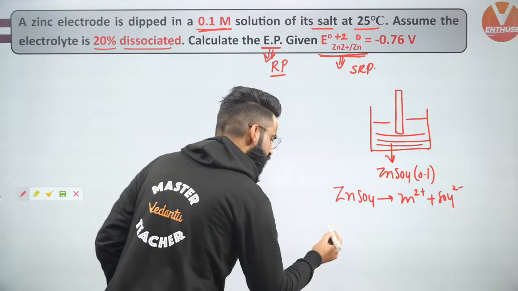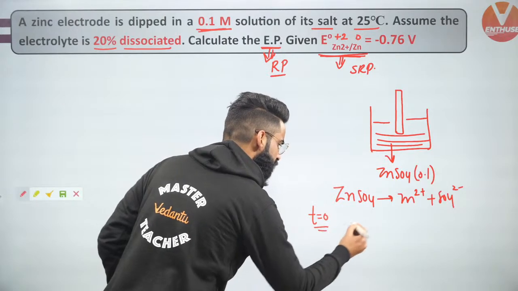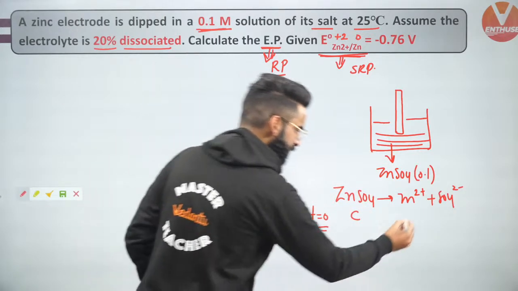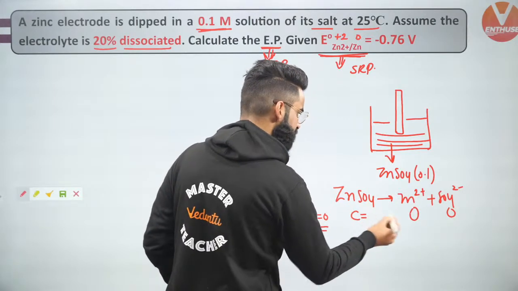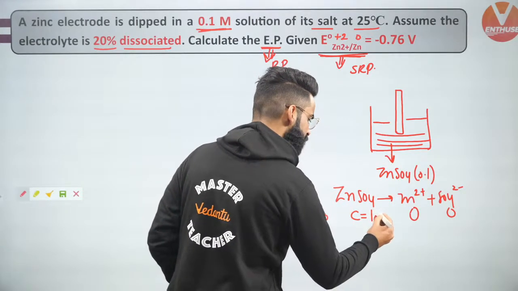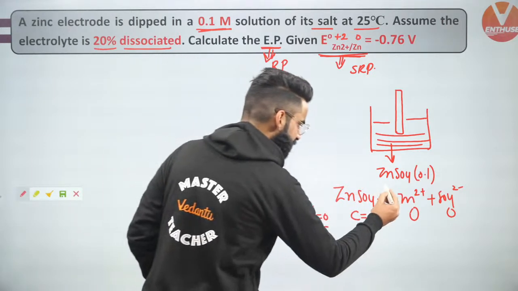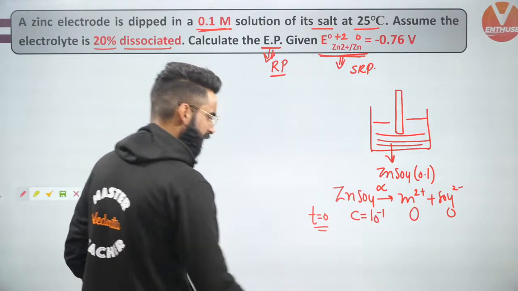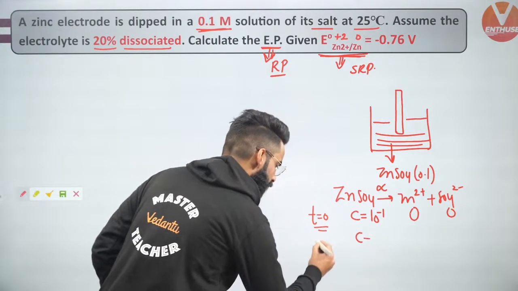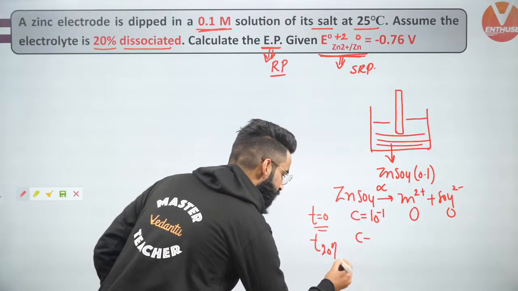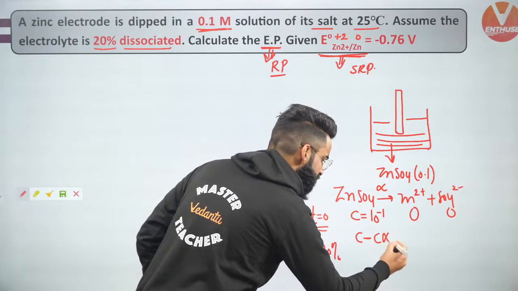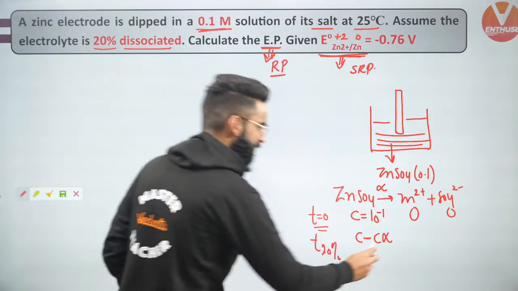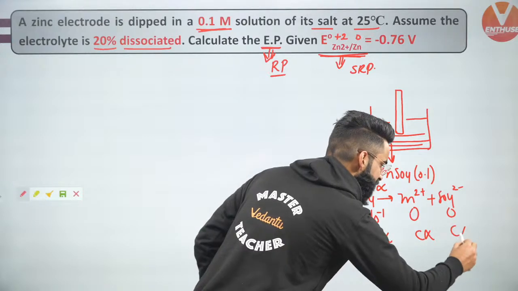If you remember, let's say at time t equal to 0, the concentration of ZnSO4 is C, and the ions are going to be 0. The concentration of ZnSO4 at time t equal to 0 is given to me as 0.1, which is 10 power minus 1. Let's say the degree of dissociation is alpha. After some time, when 20% of the electrolyte would have got dissociated into its ions, I'll be left with C minus C alpha, and this is going to be C alpha, and this is going to be C alpha.